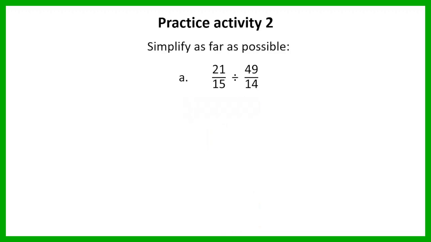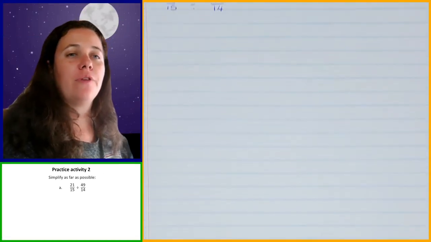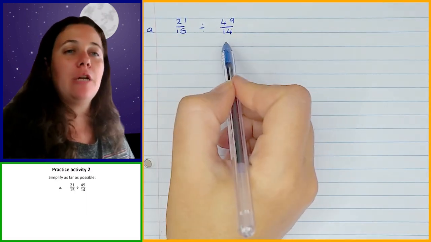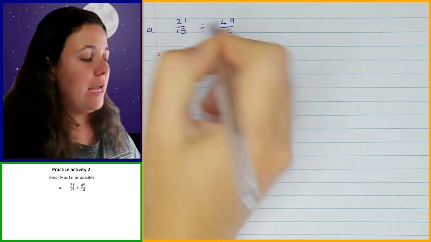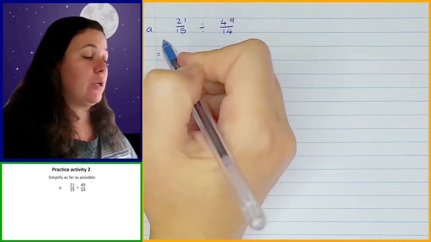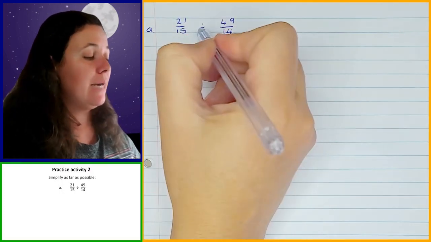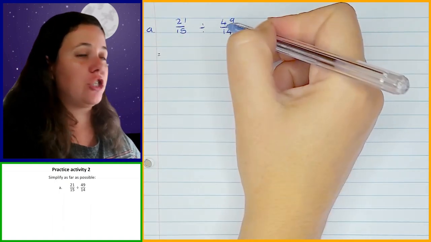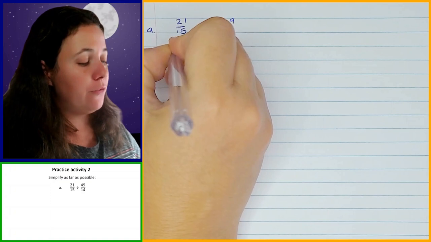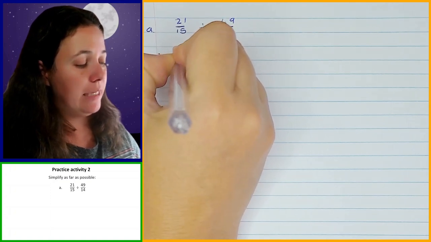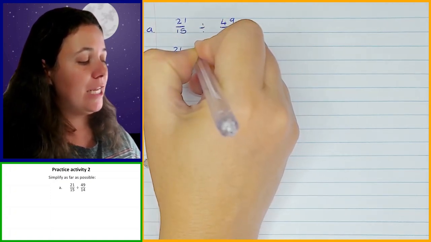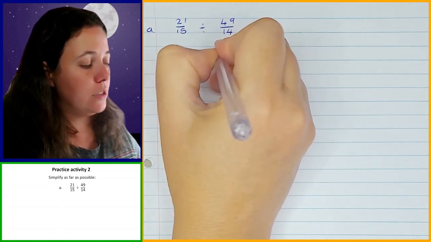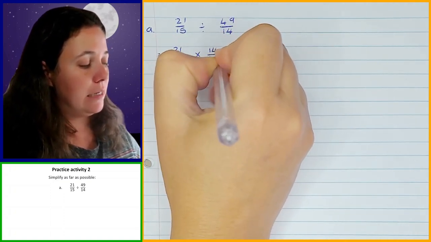Okay, so let's go through that example. So over here, we've got 21 over 15 divided by 49 over 14. The first thing we're going to do is, there are no mixed numbers, so I can go straight onto my tipping and timesing. I'm going to change this divide sign to a times sign. I'm going to flip over the fraction that comes after it. So the fraction before it doesn't change, 21 over 15 stays as it is, and I change the divide to a times, and I tip this fraction over. So that becomes 14 over 49.